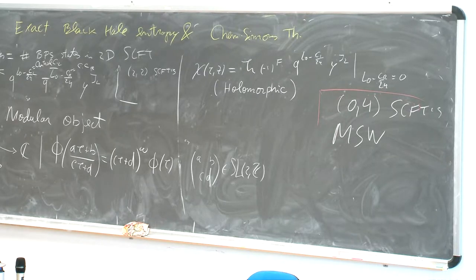Yeah. Okay. The mathematicians call this a modular form, and a modular function for W equals 0. Sir? I think in the mathematics literature, strictly speaking, this would be called a modular form, and a modular function is when W equals 0. Yeah, that's true. So thank you.